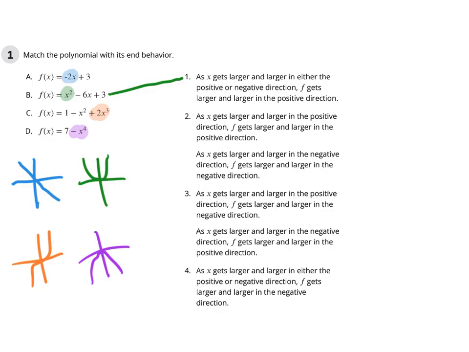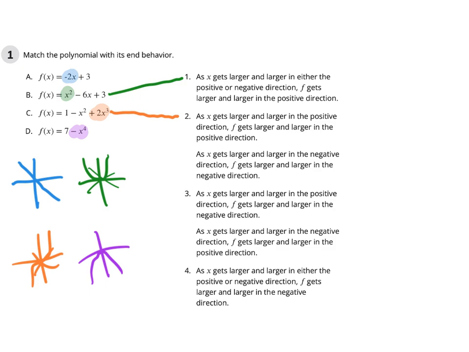Number 2, as x gets larger in the positive, f of x gets larger positive. So going to the right, it goes up. So we've already taken care of this graph. So that only leaves the orange. As x gets larger negative, f gets larger and negative. So C goes with 2. So this graph is taken care of.